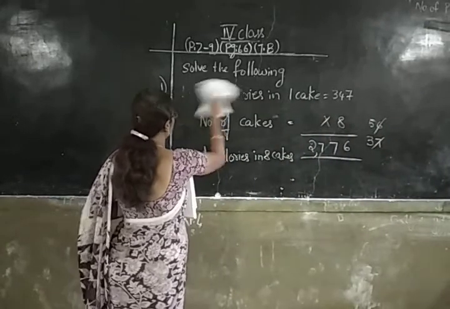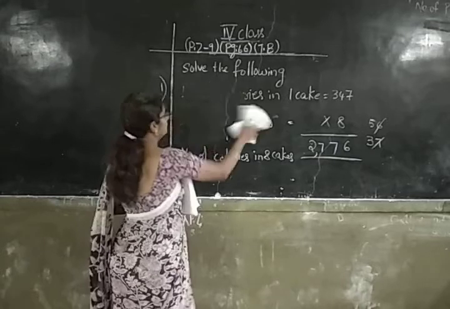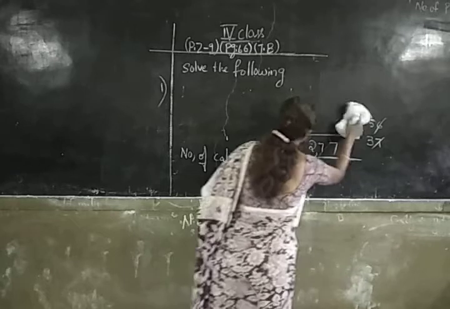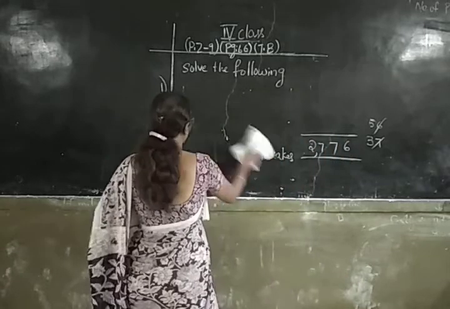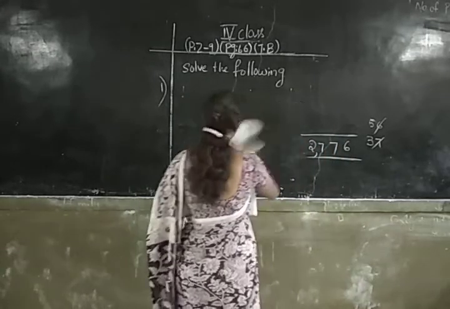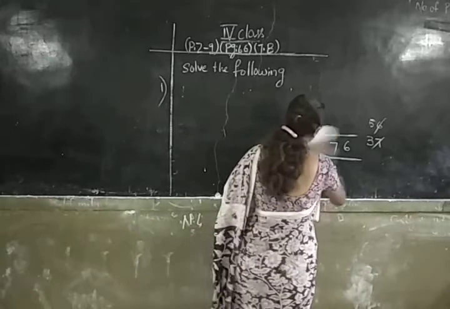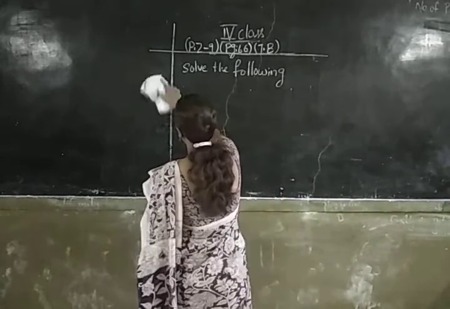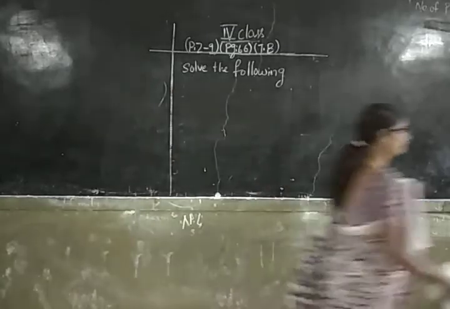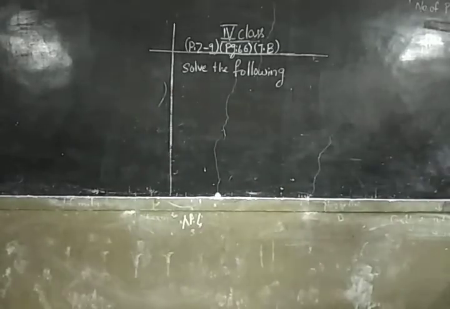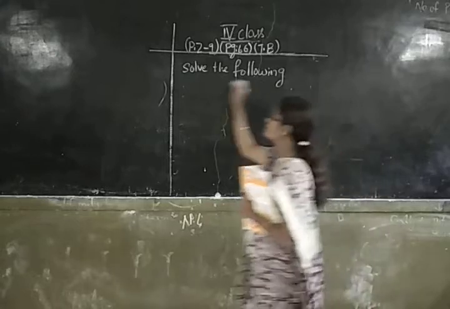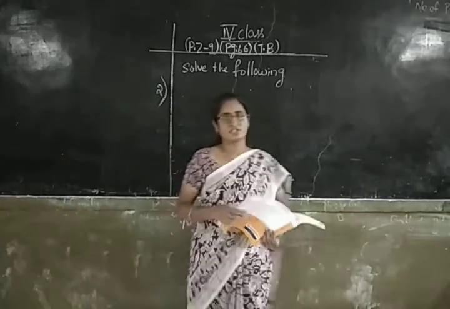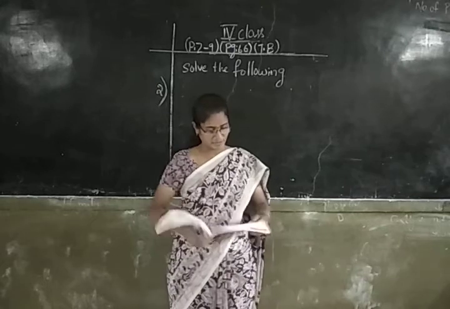Did you understand children? In one cake there are 347 calories. Now we have to find out how many calories are there in 8 cakes. So, how many calories are there? 2776 calories are there in 8 cakes. Now let us do the second question. Now I am reading the second question.